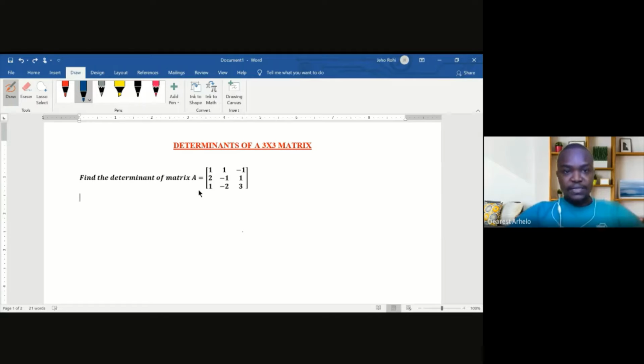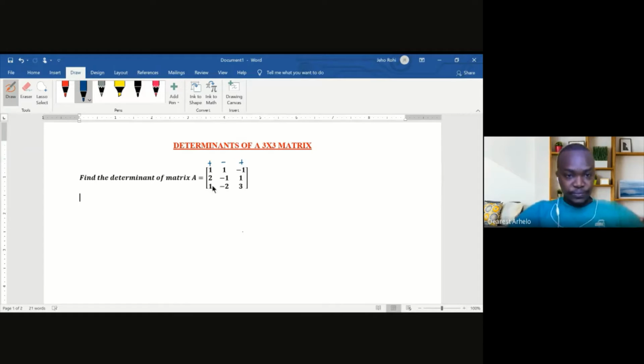The first is that this matrix has a check pattern, which is a plus, a minus, and a plus. So you have to remember this. Then step 2 is that we have to break down this matrix into 2 by 2 matrices. So that means that we shall be having a scalar multiplying a 2 by 2 matrix.